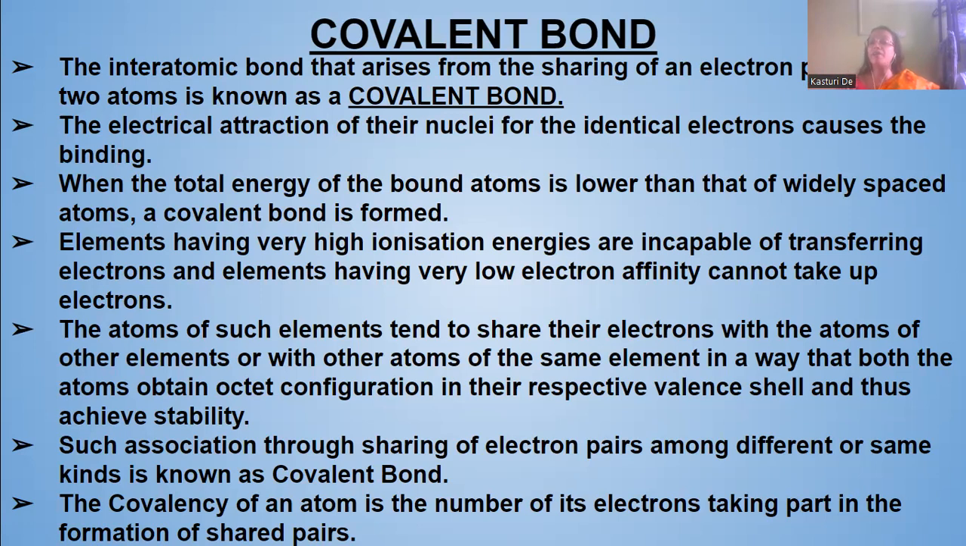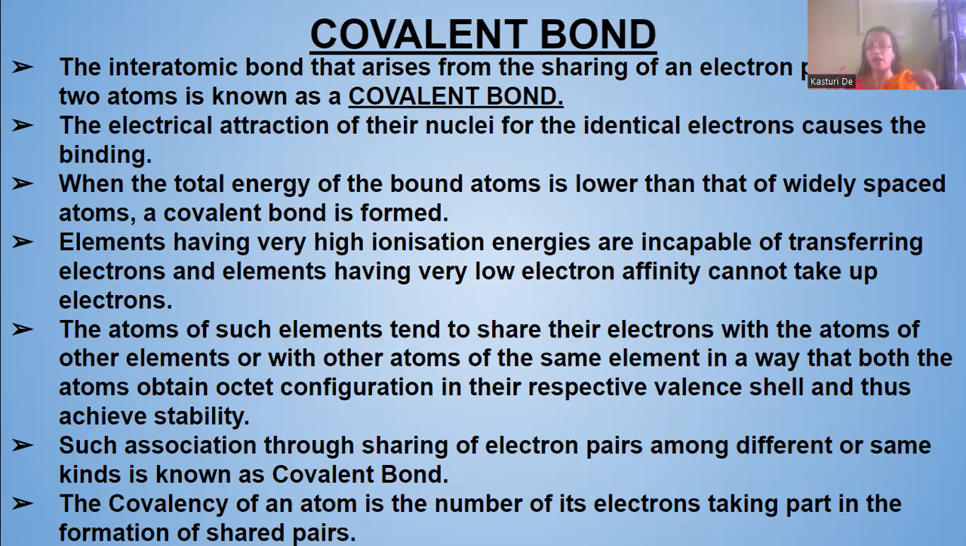Now, some elements have very high ionization energies and are incapable of transferring electrons, and elements having very low electron affinity cannot take up electrons. Elements which have very high ionization energies need much energy to form their cations and anions. At that time, electrons are unable to get transferred from one atom to another.